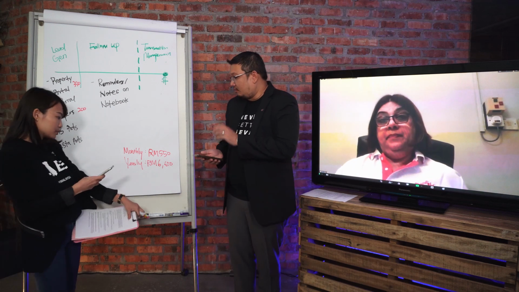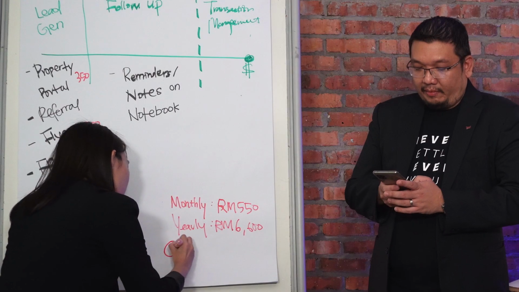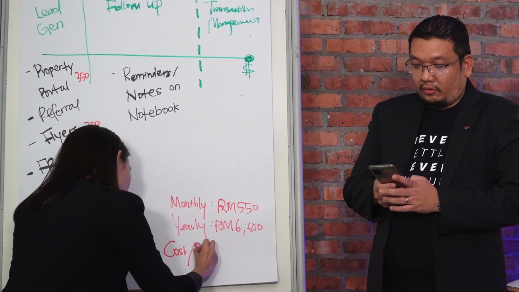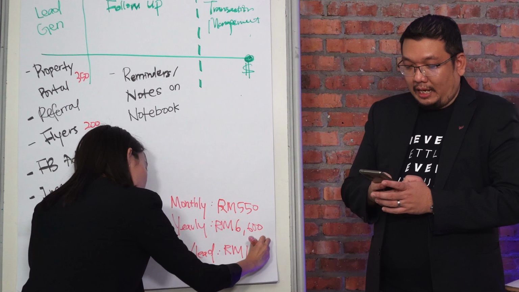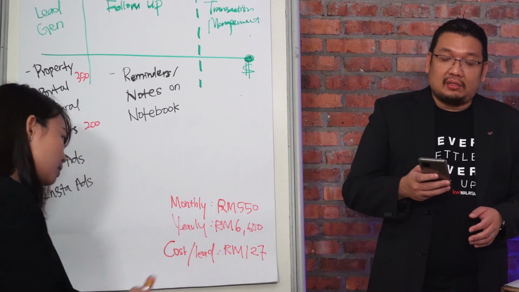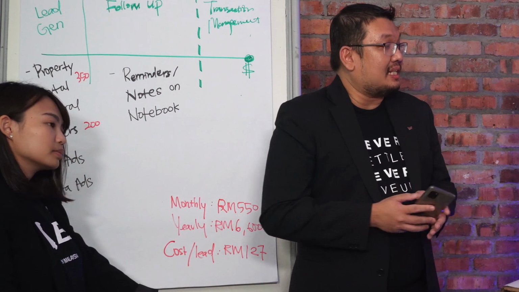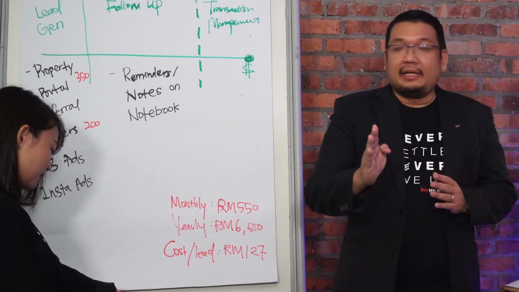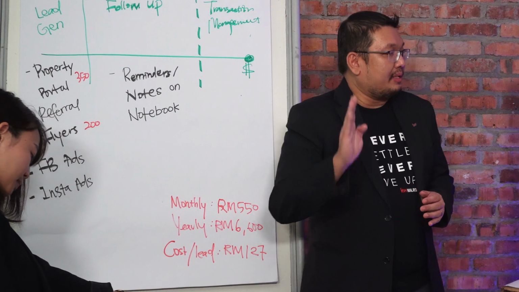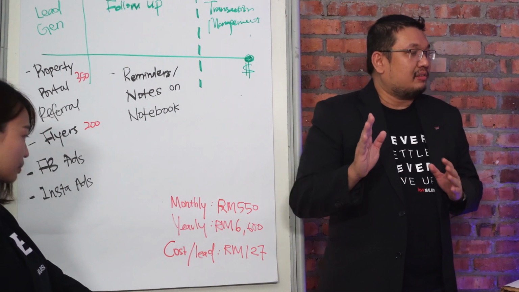So if I take 6,600 right now, divide by 12, divide by 52, I'll get $126.90. So let's just round it up to $127. Right now, every lead that's coming to your business is costing you 127 ringgit per lead. Does that sound fair to say?